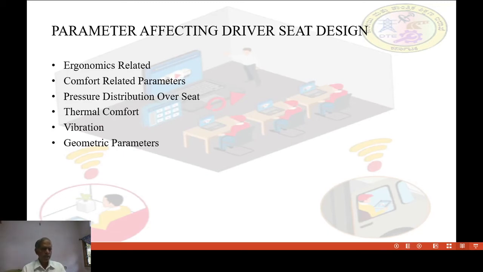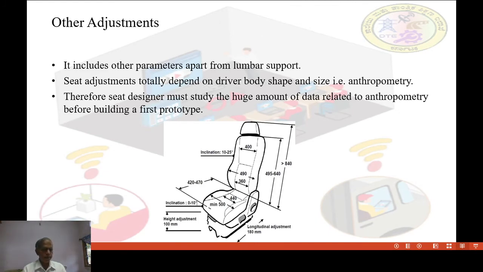Next one is geometric parameters. It includes parameters like lumbar support, backrest slope angle, seat width, depth and height, and seat pan angle. Other adjustments include other parameters apart from lumbar support. Seat adjustments totally depend on the driver's body shape and size.